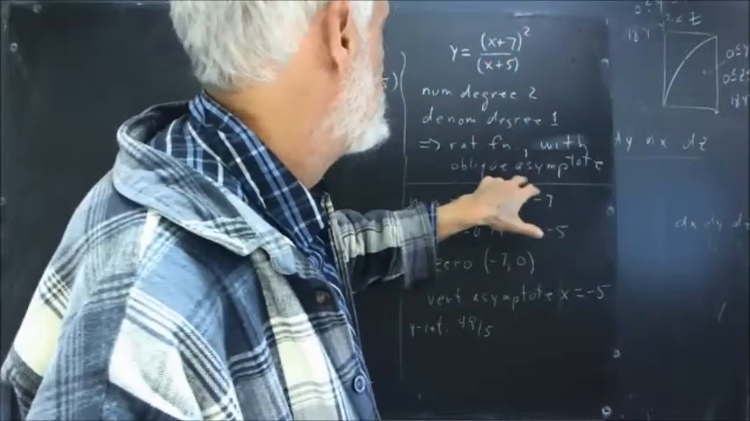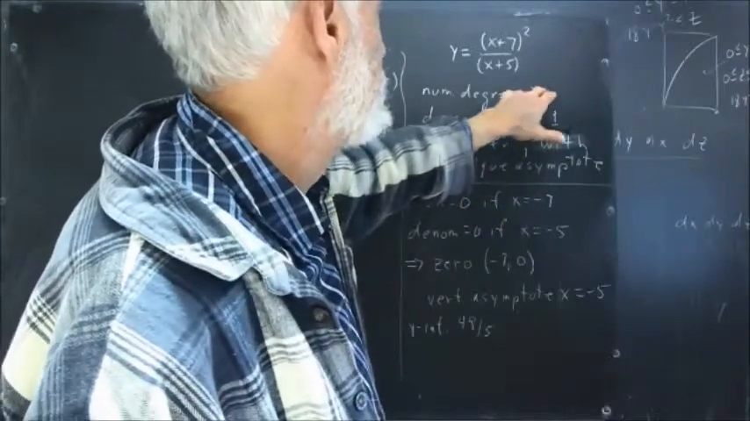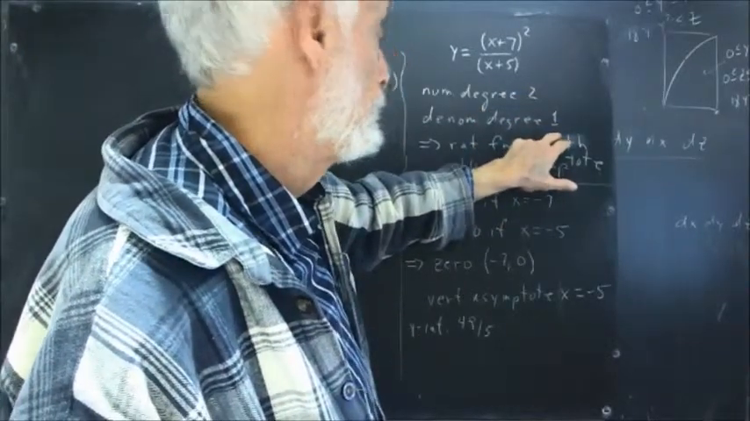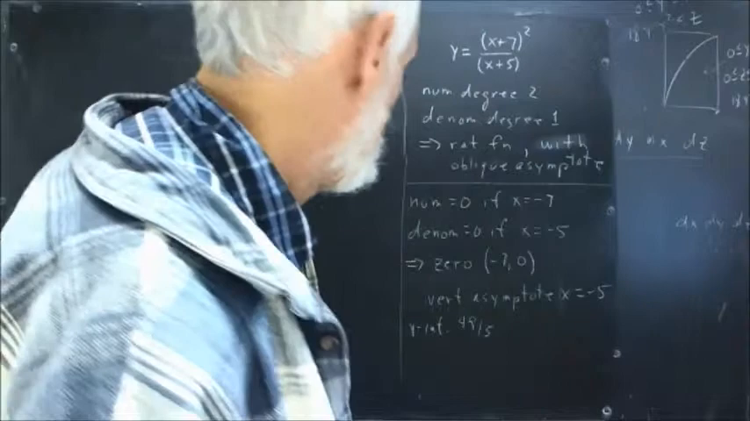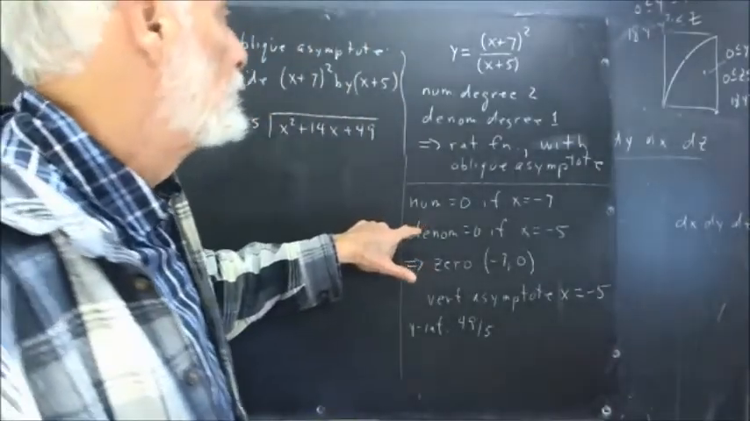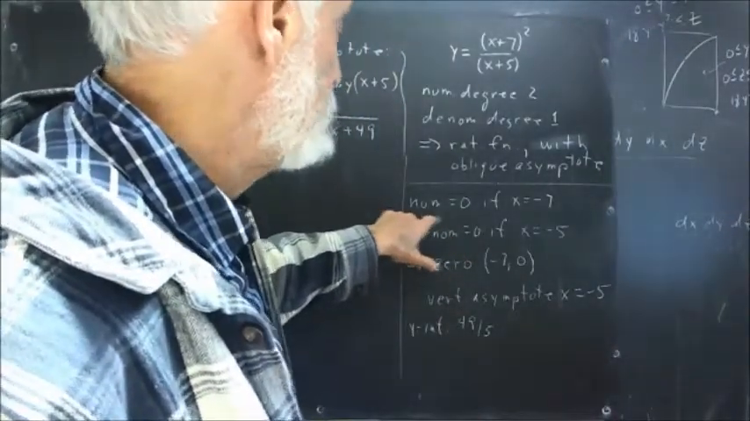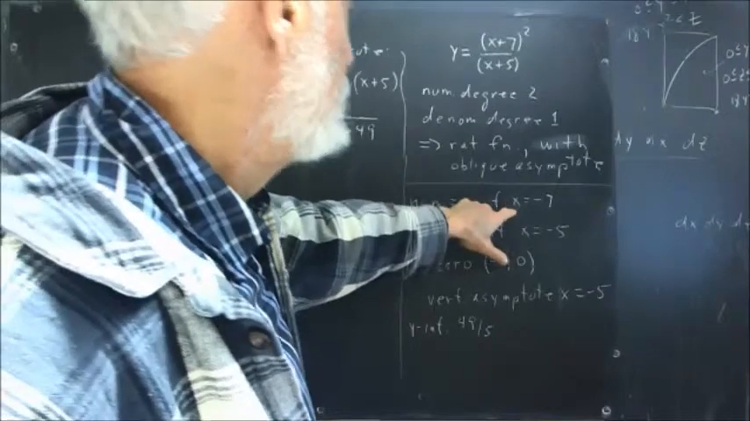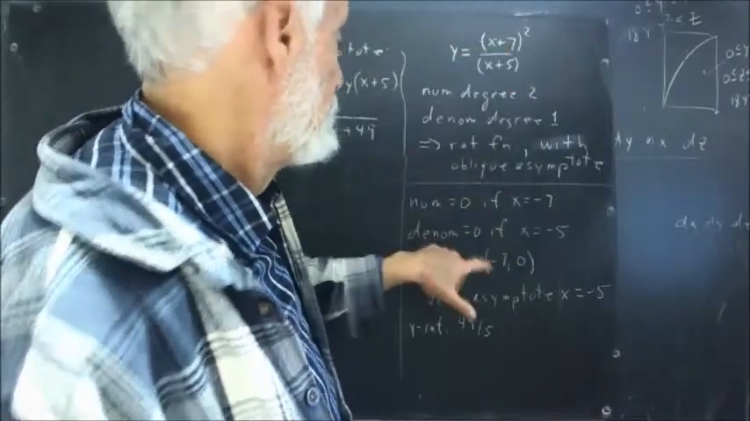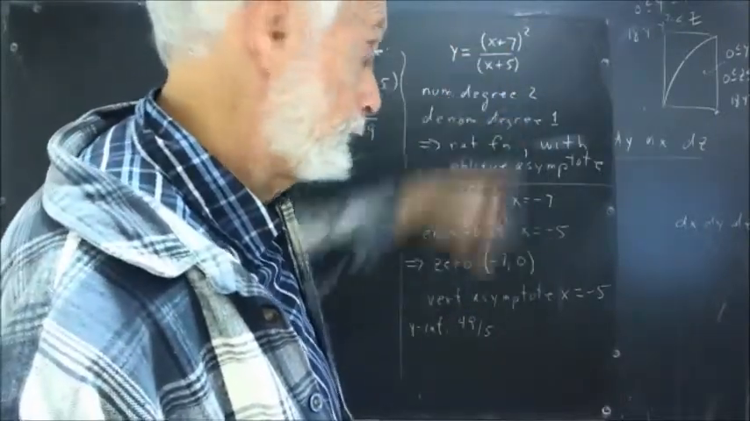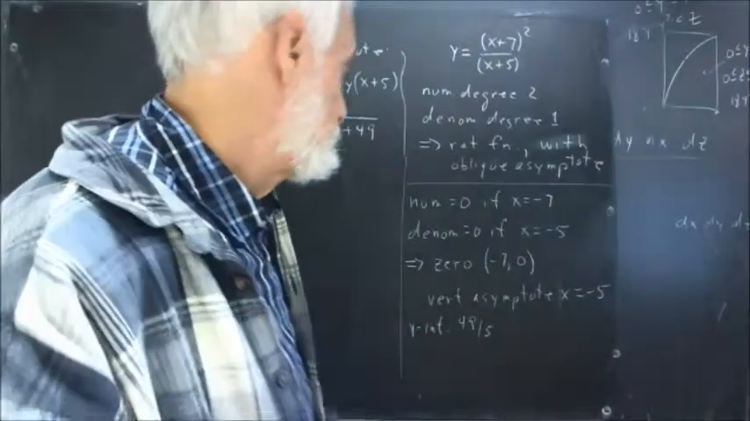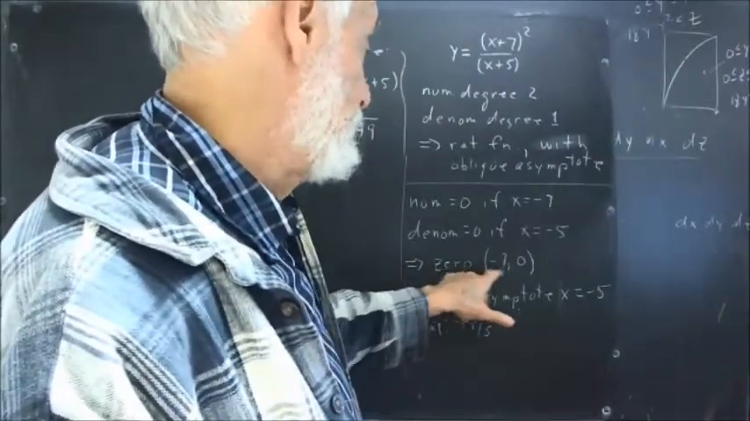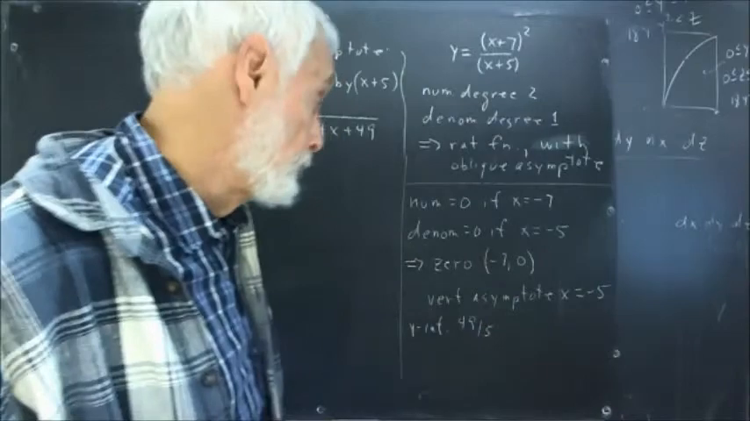And it has oblique asymptotes since the degree of the numerator is 1 more than the degree of the denominator. Okay? Numerator is 0 if x equals negative 7. Denominator is 0 if x equals negative 5. Very clear. So the 0 of the function is at the point (negative 7, 0). Well, that's going to be a point on the graph.